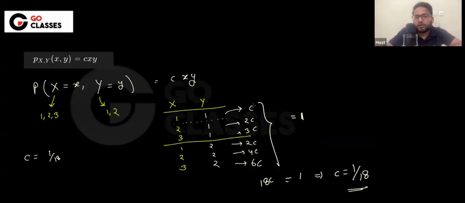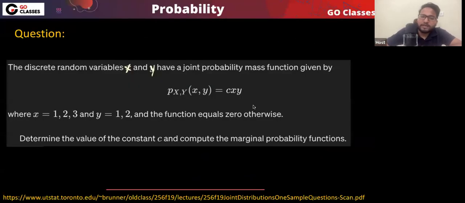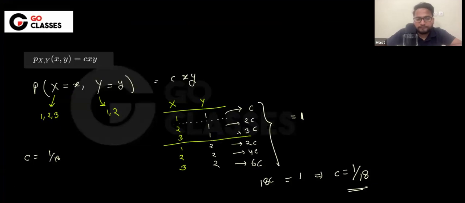Now the question doesn't only ask the value of C. They are saying determine the value of constant C and compute the marginal probability functions. So do you know what a marginal probability function is? Do you know about this term? We have talked about this term in module one, right?